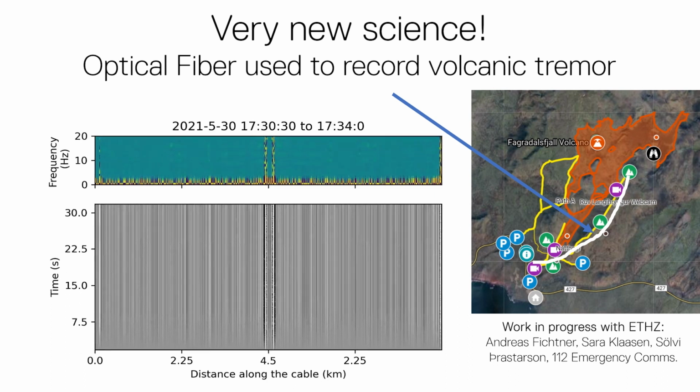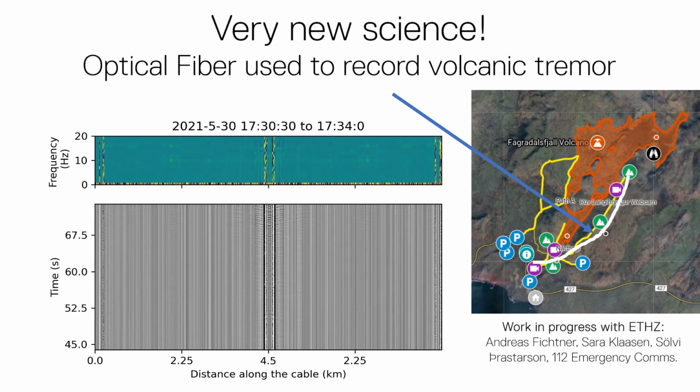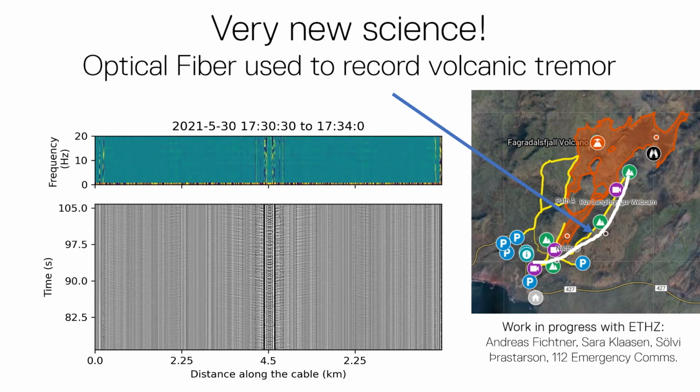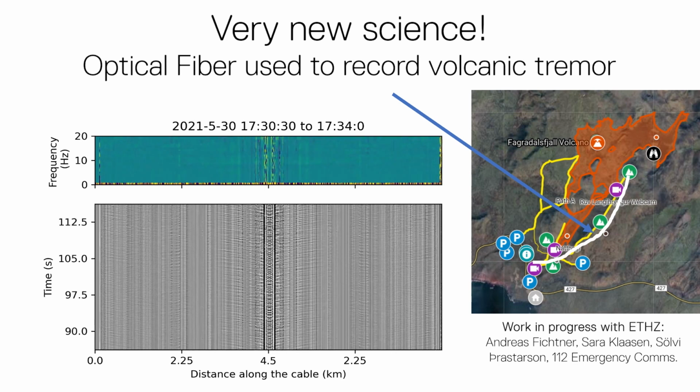So let's look at the video of our data. We see the time on the y-axis, and then we see the distance along the cable on the x-axis. So the cable is actually connected back and forth. So it goes from the parking lot to the Langihryggur and then back again. So what we see now are some vibrations.